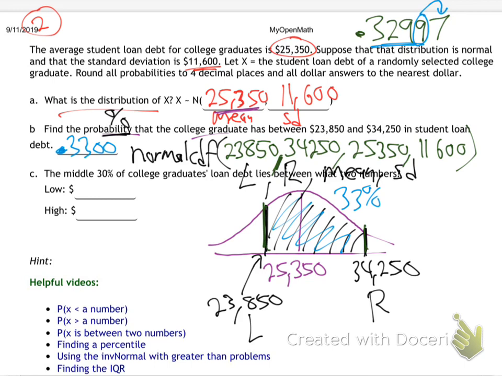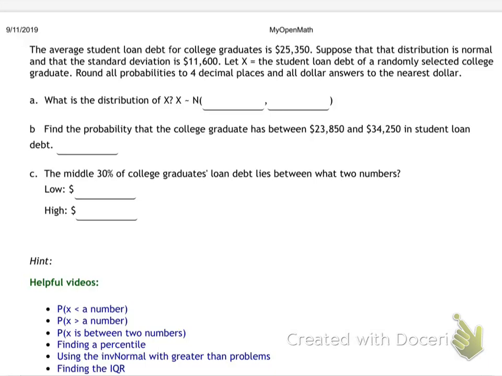All right, how about question C? Questions on that so far? Is that good? Question C is going to be more tricky. Find the middle 30% of college graduates' loan debt. It lies between what two numbers? Maybe a fresh screen would help. Let's put it on a fresh screen here. Okay, so middle 30%. I'm going to draw a bell curve.